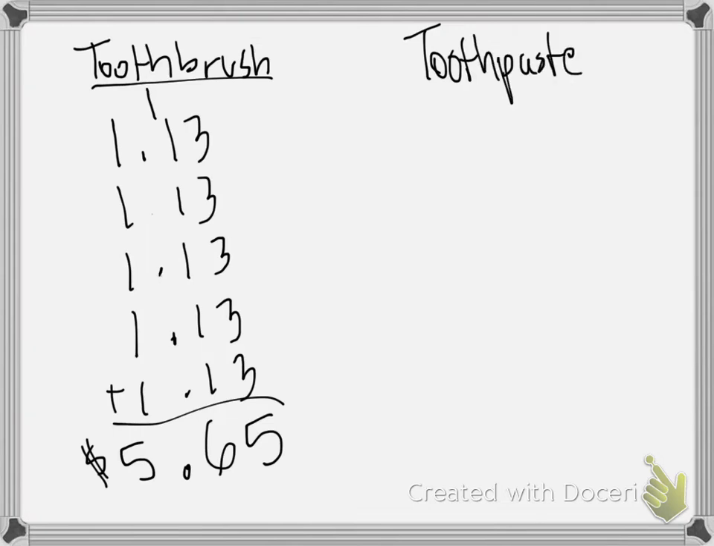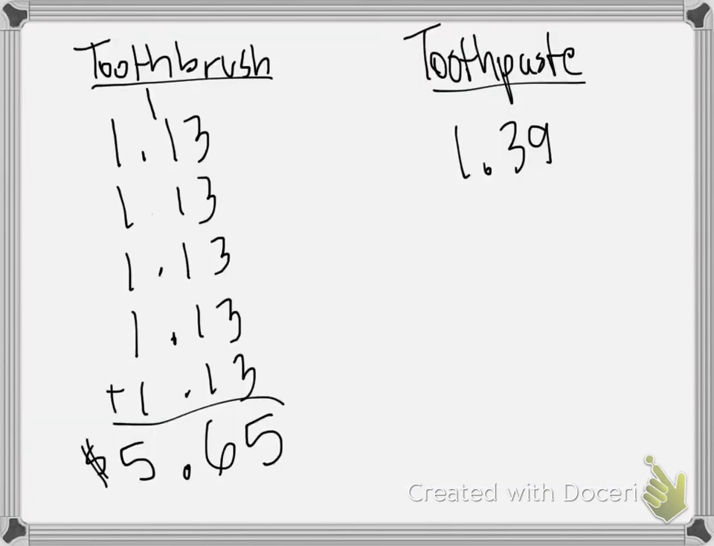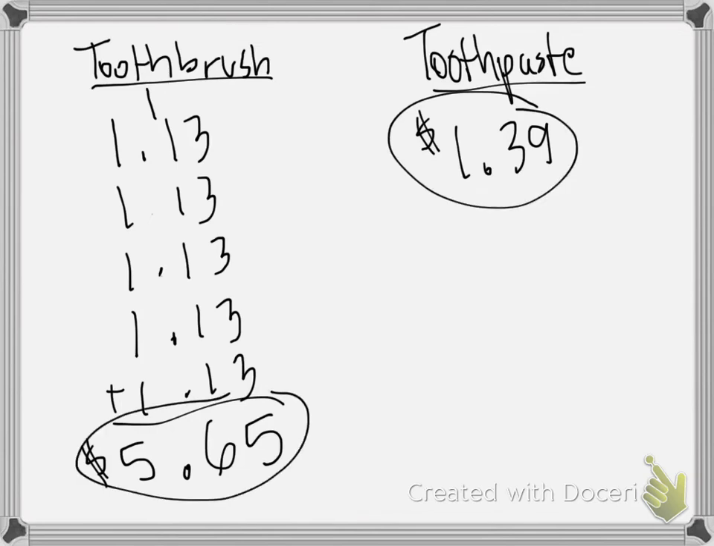Now the toothpaste, if I remember right, was $1.39, but I'm going to go back and double check it. Yep, it's $1.39. So I know he's only getting 1 of them, so that's my total. So your toothpaste is $1.39. Your toothbrushes are $5.65. The question was, how much would the total of the toothbrushes and the toothpaste be?